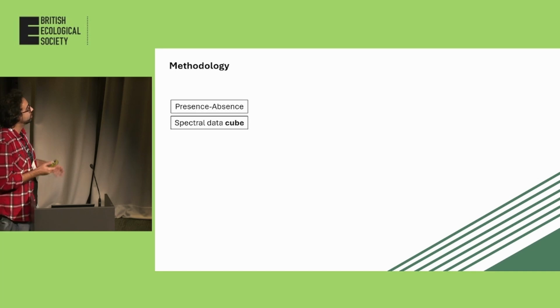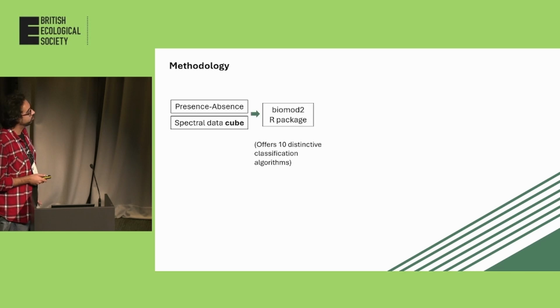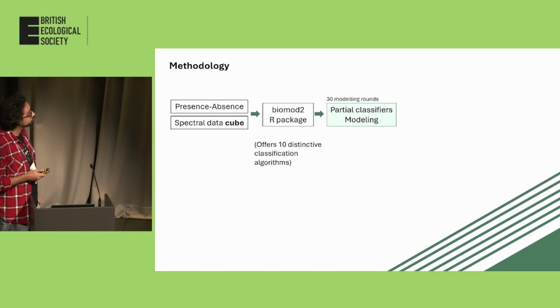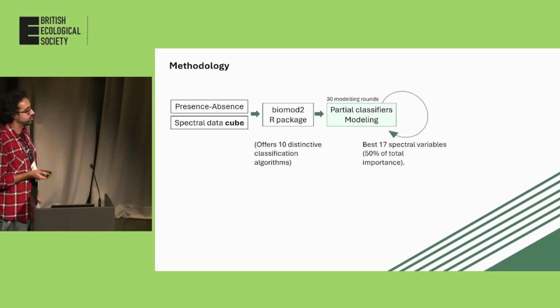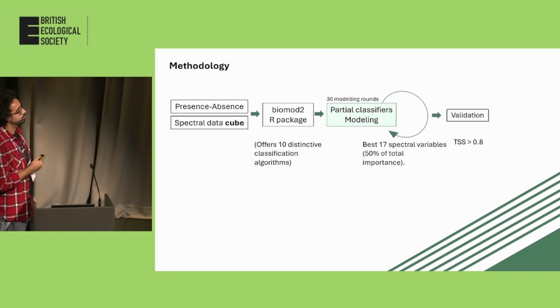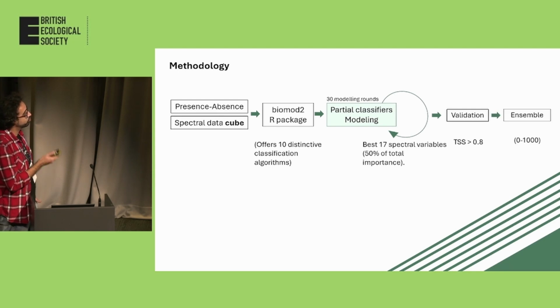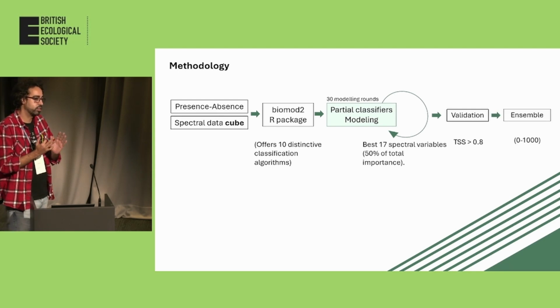We introduce all the spectral data in our modeling, use biomod2, and we take advantage that you have 10 different classification algorithms. We made a first round of classification, and we select only the best 17 variables, the 17 that have, at least by the model, the best potential to discriminate our species. And then we proceed with the validation and with the final model. The biomod2 creates an ensemble where we merge all the models that we use.